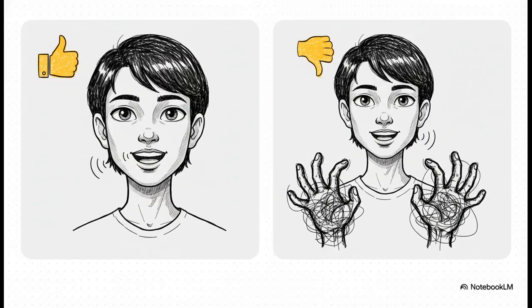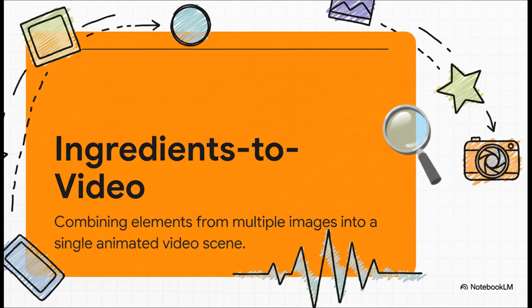But there is one major catch, and it's a weird one. AI is still terrible with hands. So while the face looks perfect, you might notice the character's hands are just morphing into these bizarre five-fingered nightmares as they speak. All right, our final specialty tool is called Ingredients to Video.